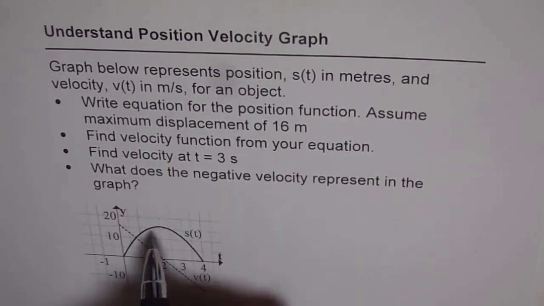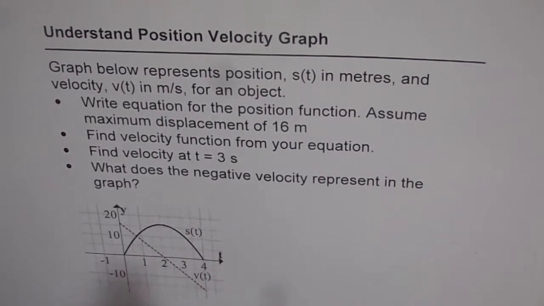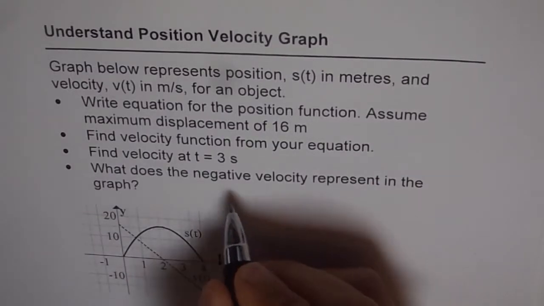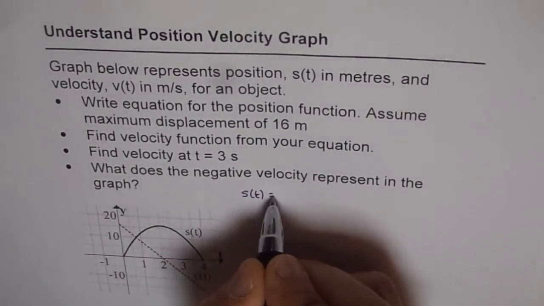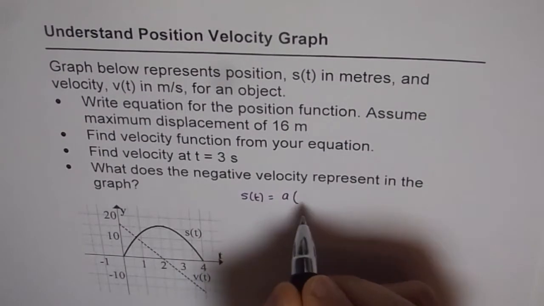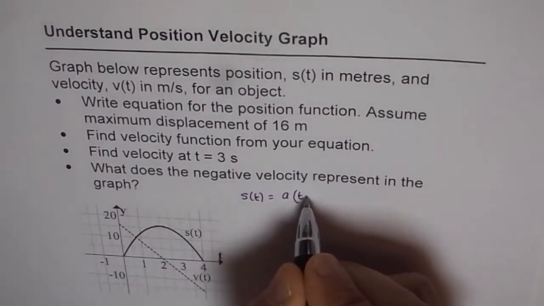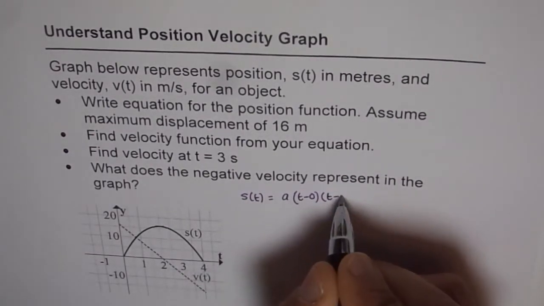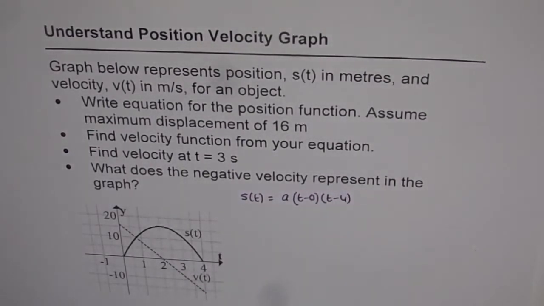So getting back to our functions, this is 16 and that's the vertex, right? And another thing we find here is the intercepts, the t-intercepts, which are at 0 and 4. The shape of the graph is an inverted parabola. So it gives us an idea that displacement s of t should be of the form a times t minus 0, the first intercept, times t minus 4, right? So that should be the equation for this.